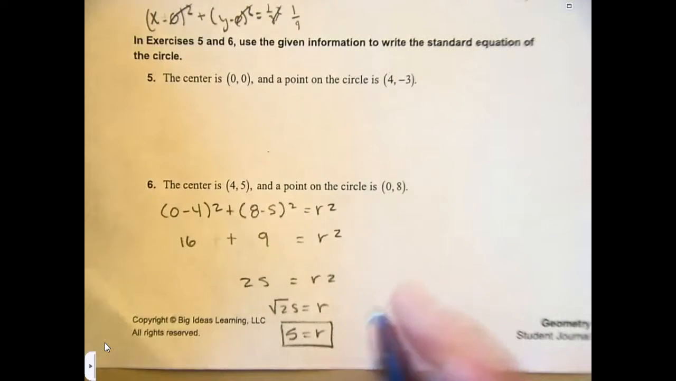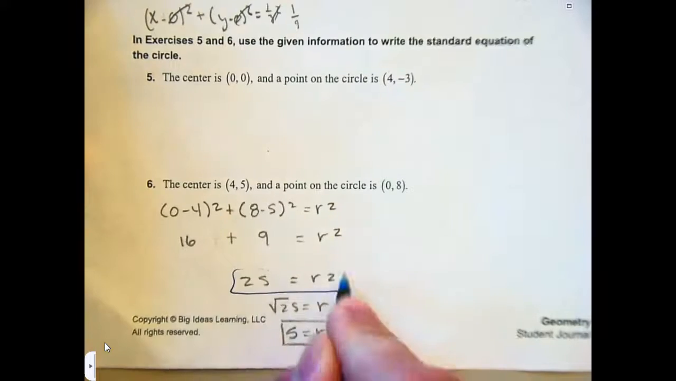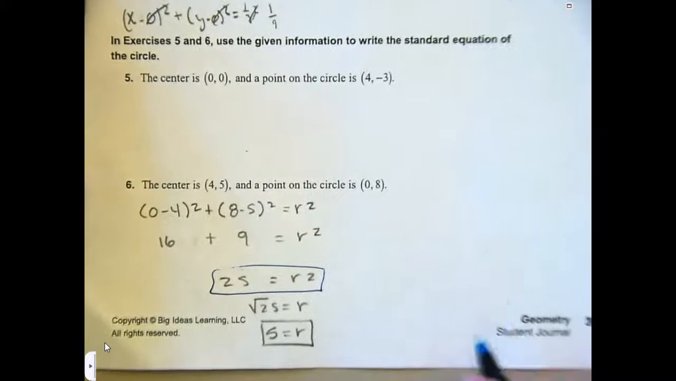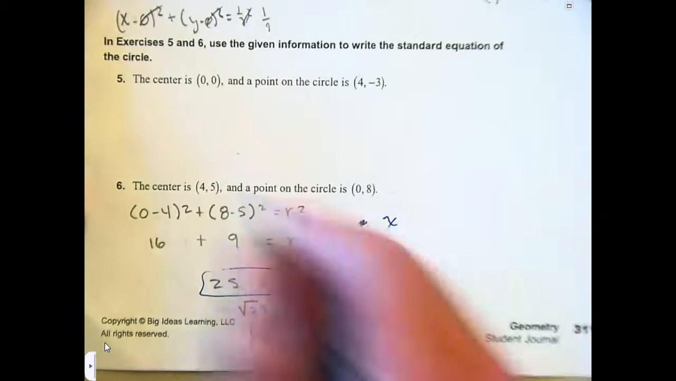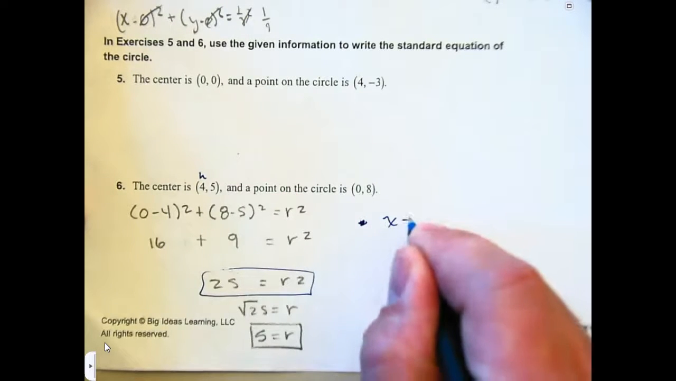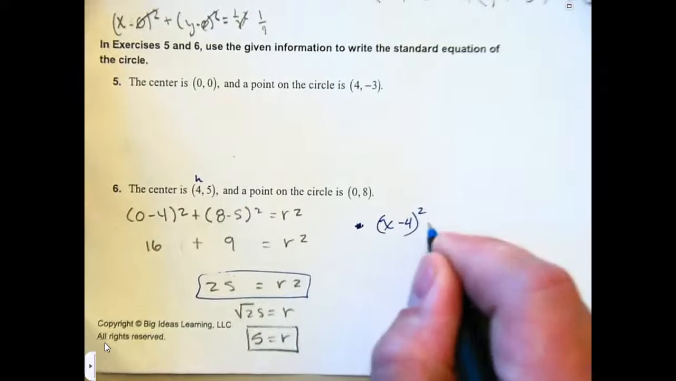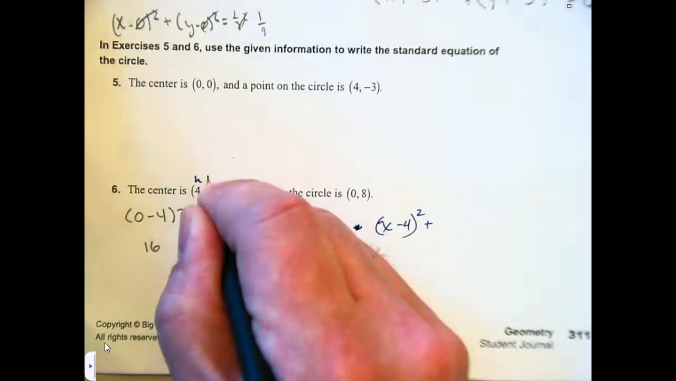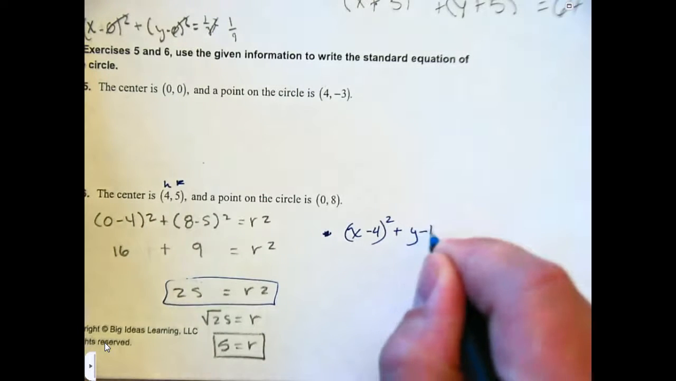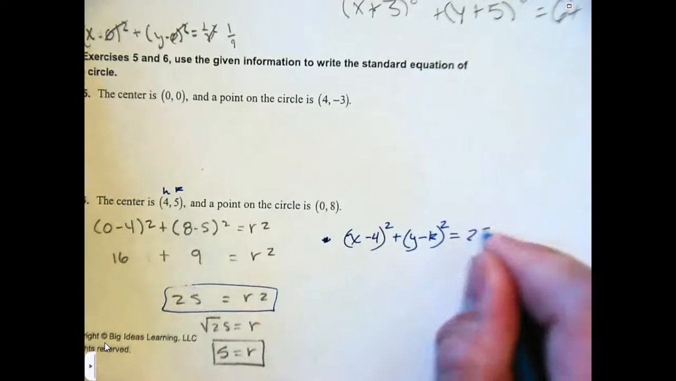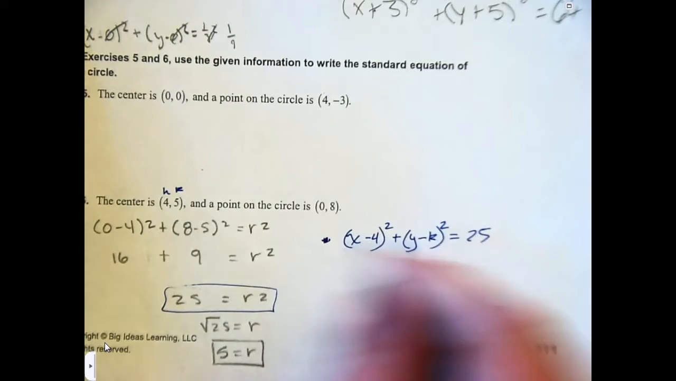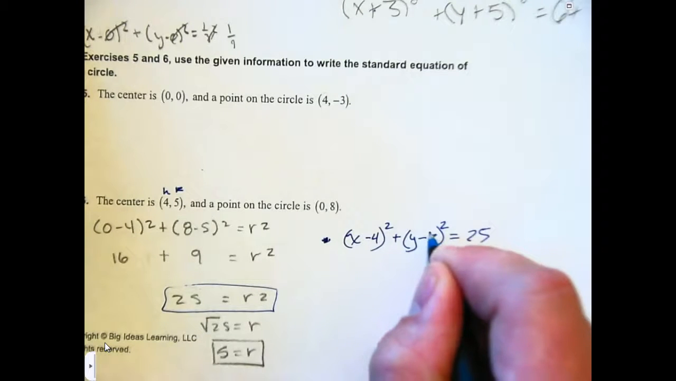Okay. So r squared is 25. Everyone get r squared is 25? Very true. So we have x minus h squared plus y minus k squared equals r squared. Okay, well the k squared should be a 5.